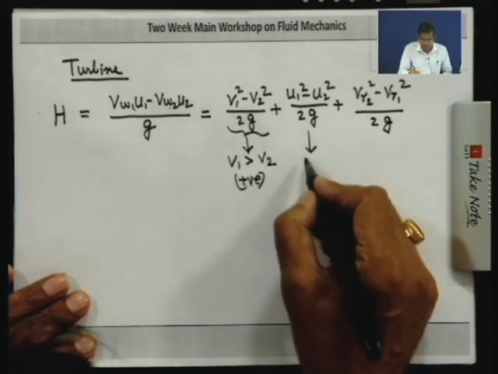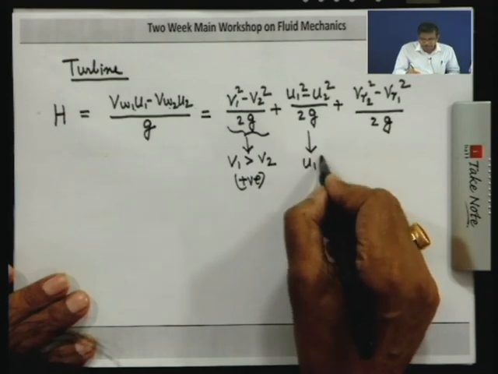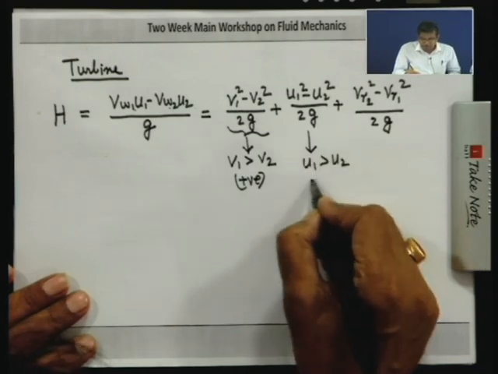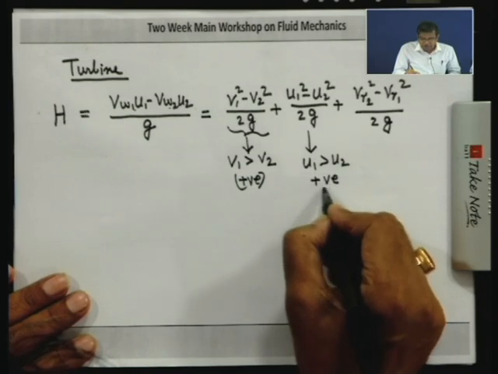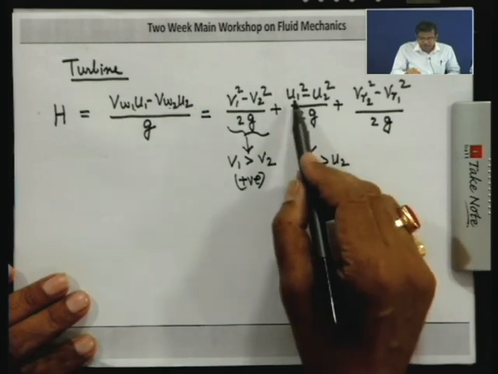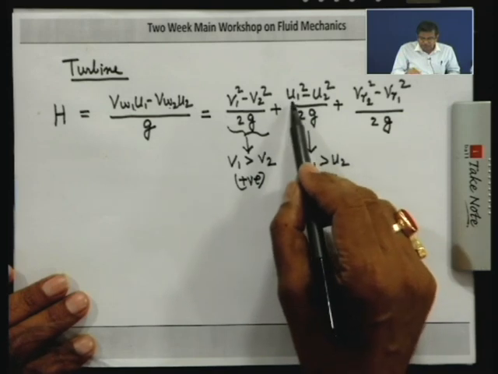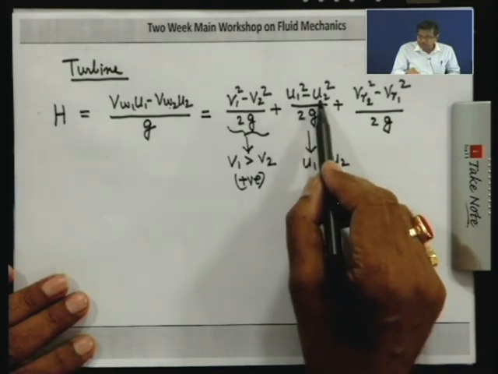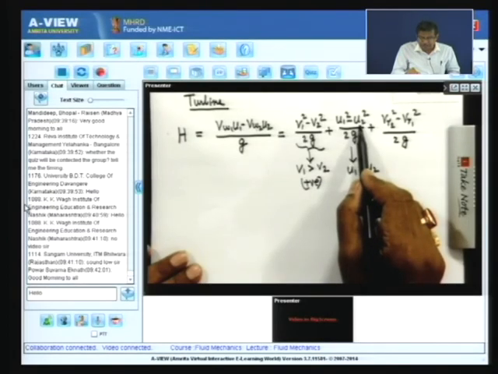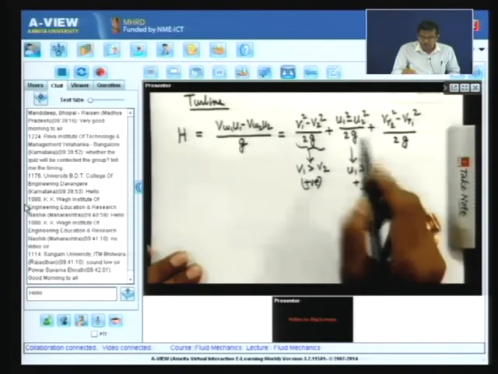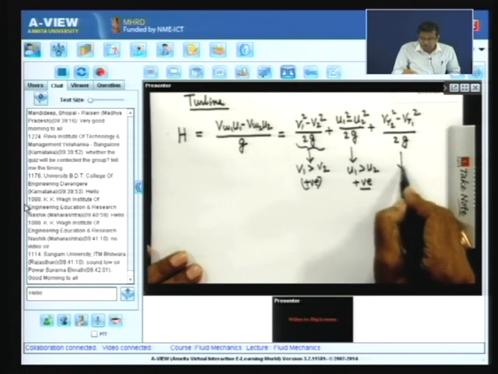Similarly, for this to be positive, U1 has to be greater than U2, which means that in a radial flow turbine, the inlet point should have a higher rotor velocity, and the outlet point should have a lower rotor velocity. That means, in a radial flow the inlet will be at a higher radius, outlet will be at a lower radius. This has to be radially inward flow. That is why turbines are radially inward flow, and this has to be positive.